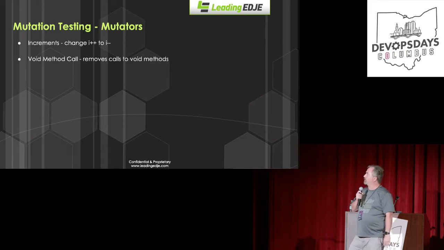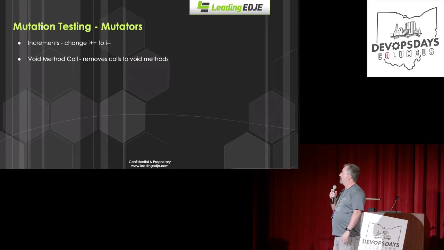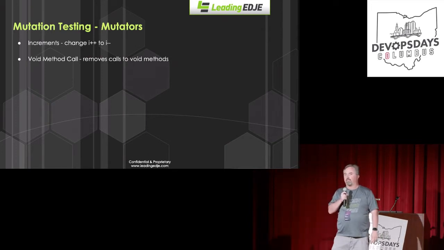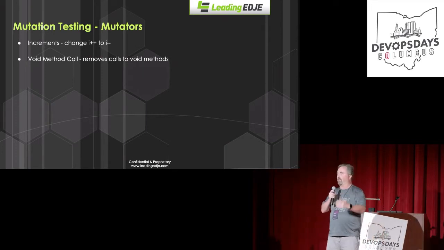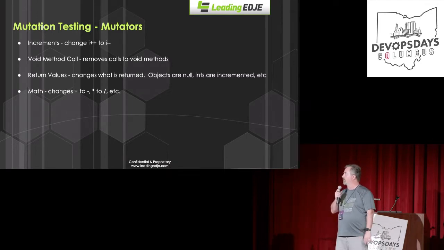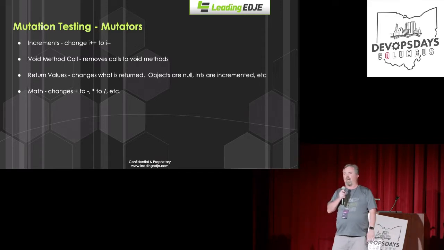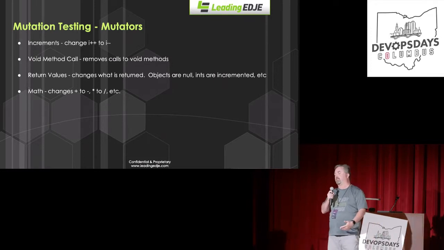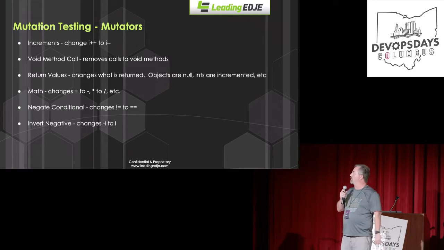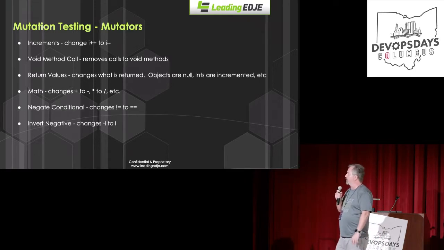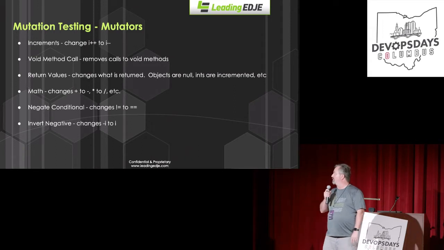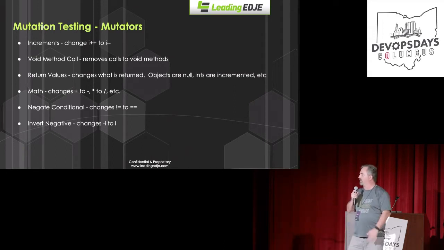So what are some mutators? Well, it'll change your increments. Where you did plus plus, it'll change that to minus minus. It will remove calls to void methods, because then, hey, maybe you didn't verify anything that happened in that void method, for example. It'll change your return values, so it'll change things to null, insert incremented. It does some math stuff where it'll change around your pluses to minuses, multiplication to division. Again, it's going through fiddling with your code, then running the tests against it. It'll negate conditionals, invert integers, minus, plus, things like that.